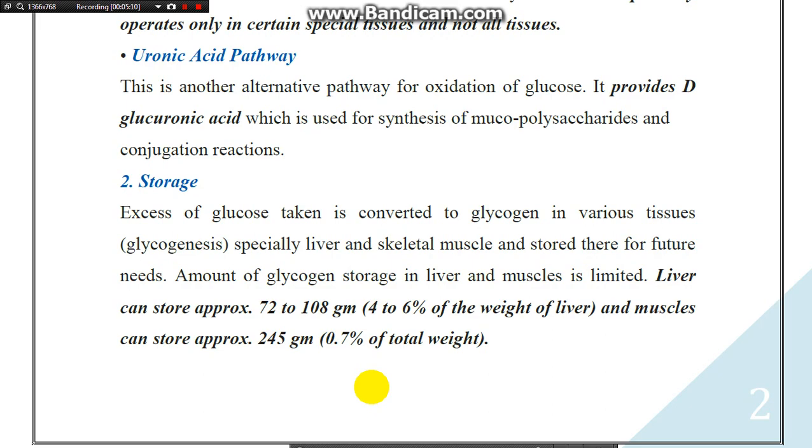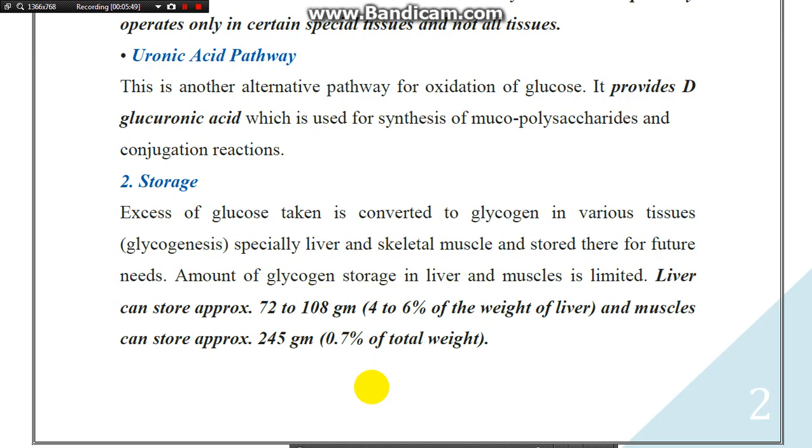عملية التخزين في حالة increased level of glucose يتحول قسم من الجلوكوز للجليكوجين في أنسجة مختلفة بعملية الجليكوجينيسيس، عملية تخليق الجليكوجين من الجلوكوز. This process is especially present in the liver والسكليتال muscle العضلات الهيكلية and stored for future needs، ويخزن للاحتياجات المستقبلية. Amount of glycogen stored in the liver كمية الجليكوجين المخزنة is limited محدودة.